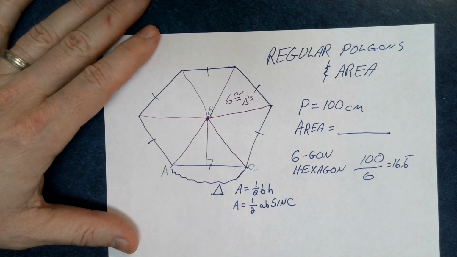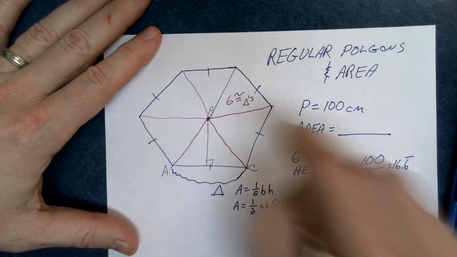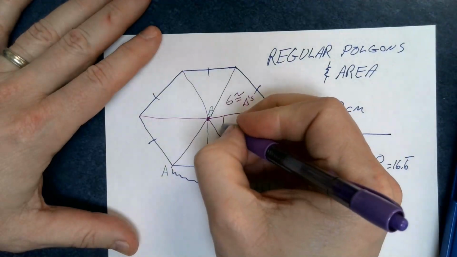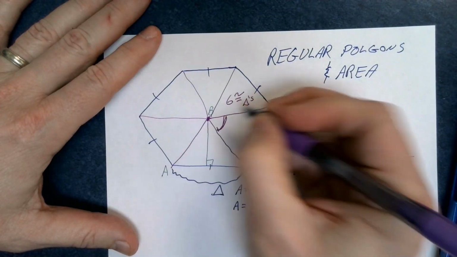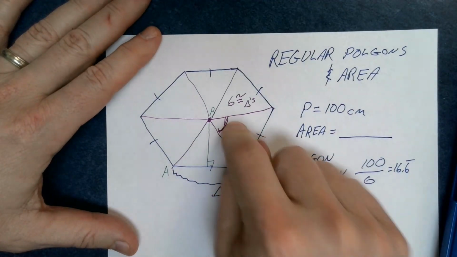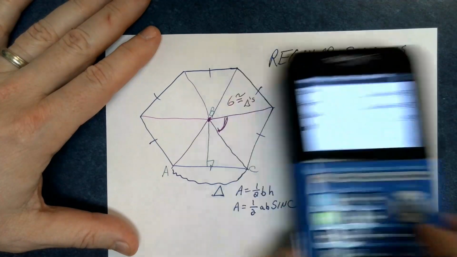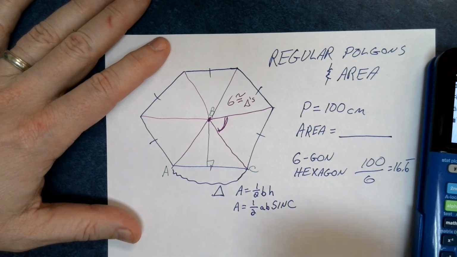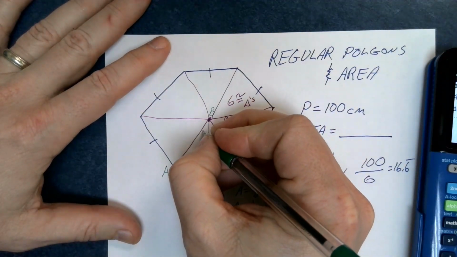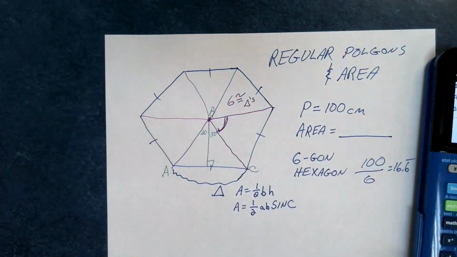Well, the next thing that I have to know is how big one of these angles is in here. Well, 360 degrees to go all the way around, so one of those angles has to be 360 divided by 6, which is 60 degrees. And if that much is 60 degrees, then I must have a pair of 30-degree angles here.